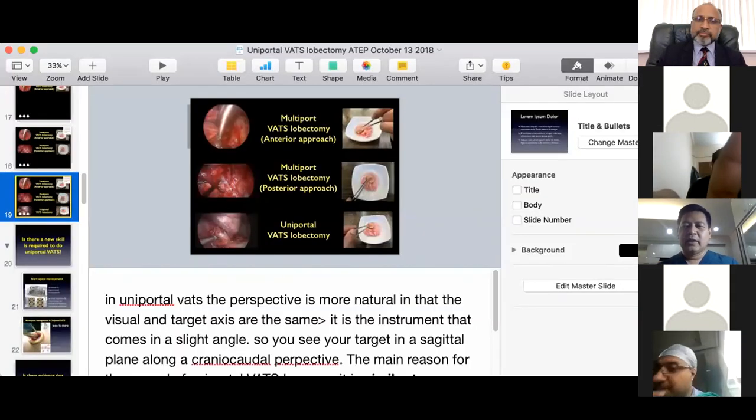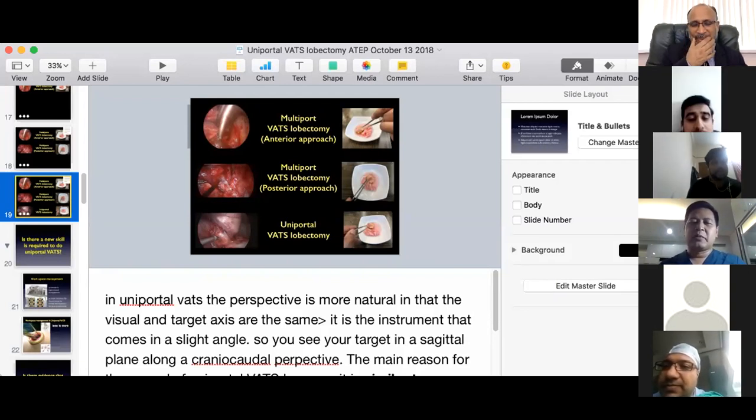Is pain less in uniportal, do you think? No, definitely not. It's all the same. One thing I noted about the different approaches is that the subxiphoid approach is almost pain-free because you don't go into the interspace. So among the different approaches, I think the pain is less for a subxiphoid approach.